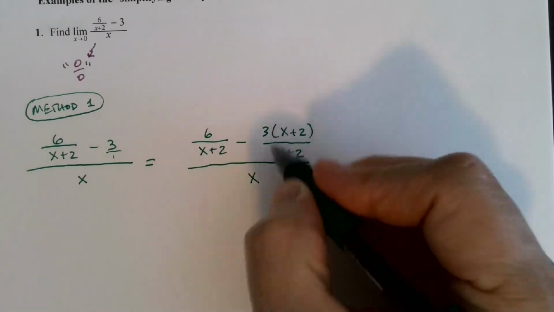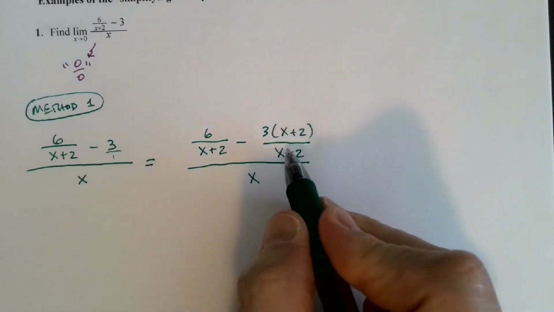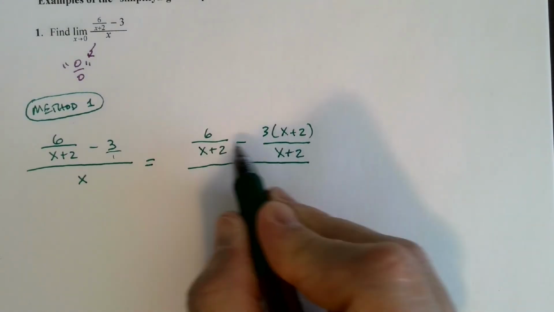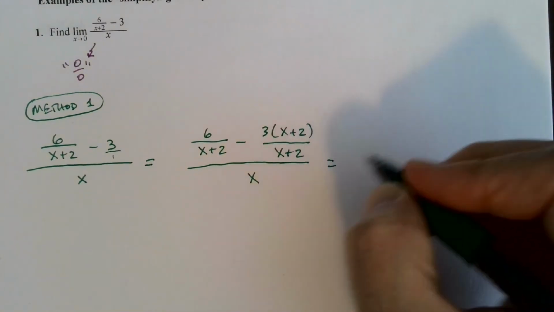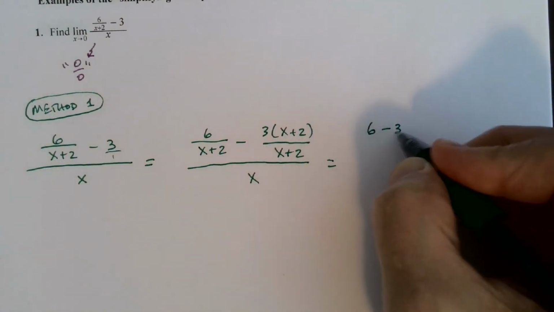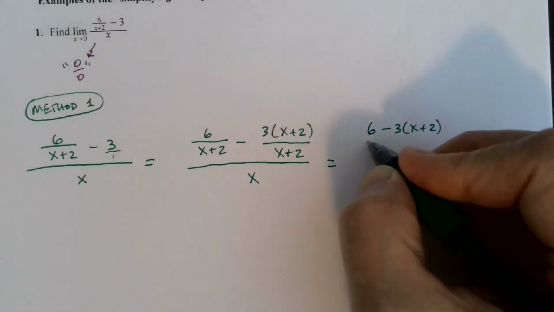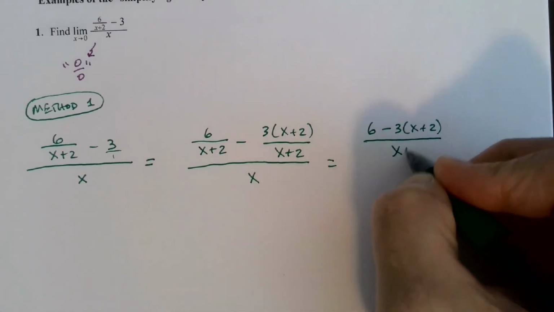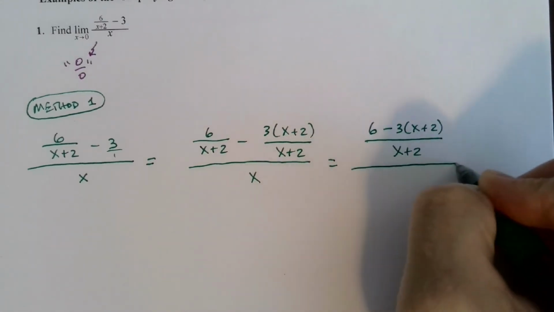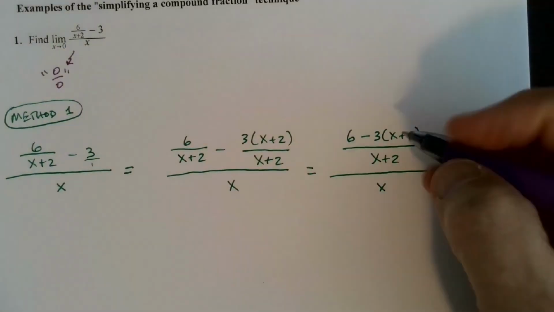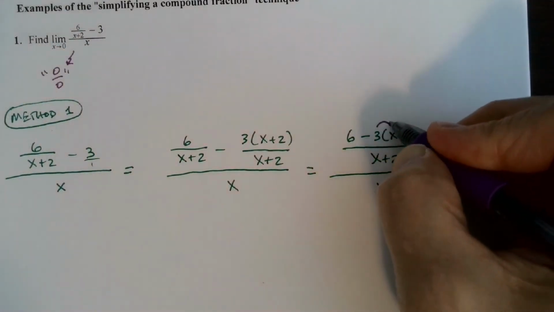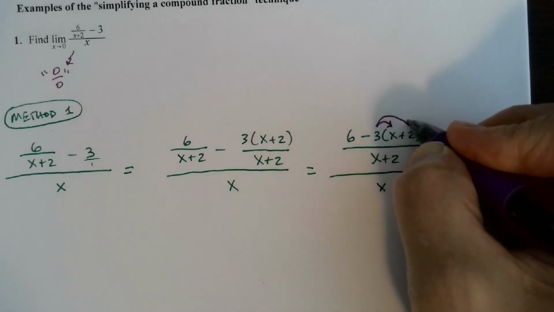Right, so this is still 3, but now I have this common denominator. I can subtract 6 minus 3 times the quantity x plus 2, and it'll be all over this common denominator. Still dividing that whole thing by x. And now what I want to do is clean this up. I want to distribute the -3 through here.